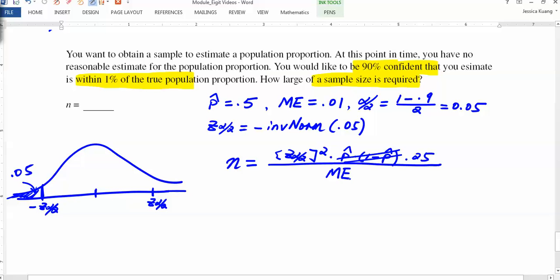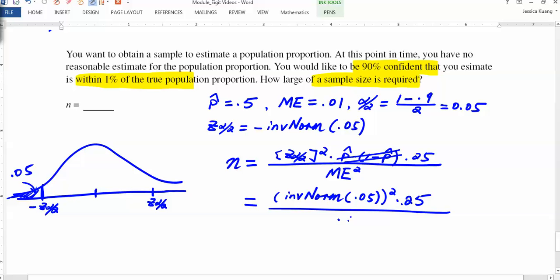And here I have the margin of error squared. So that is the formula. In practice, in this question, I will put in inverse norm. Notice that I dropped that negative sign because a negative squared is still positive. Times 0.25 over 0.01 squared, because that is 1% off, within 1% of the true population proportion.